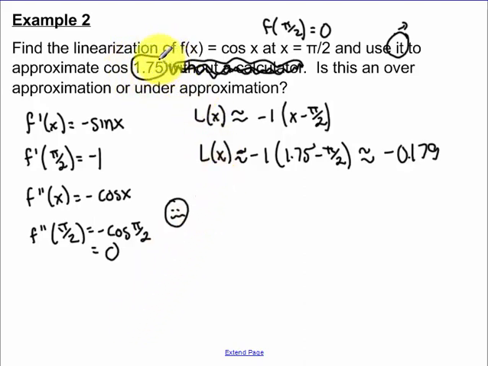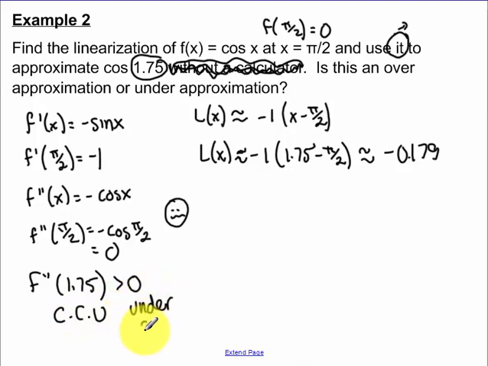Let's look at 1.75. The second derivative at 1.75 is actually greater than 0, which means we're concave up. So therefore this is an under approximation. So this negative 0.179 is an under approximation.